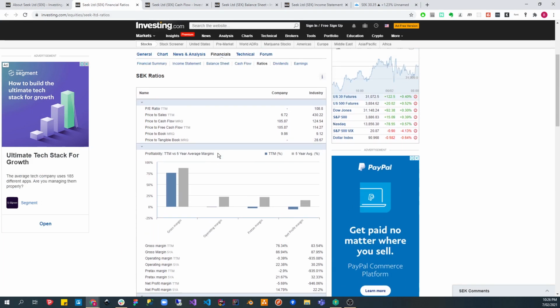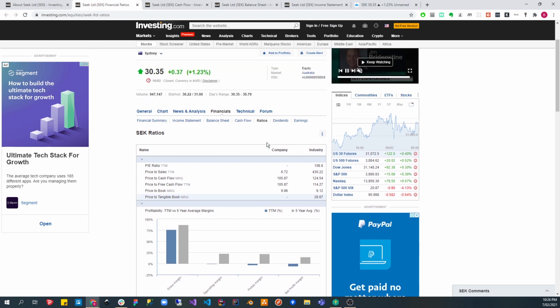Okay, so the PE ratio industry is 108, which is crazy for me to look at. But I'm wondering if they mean a technology industry, or just the sub-segment of employment platform.